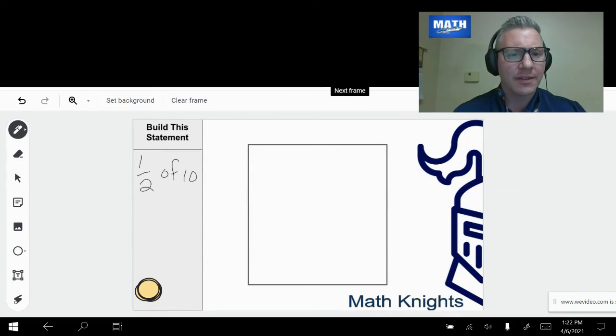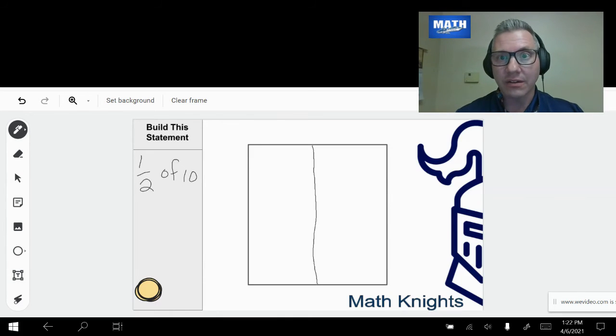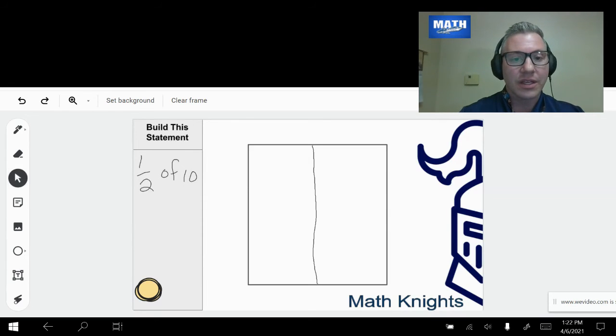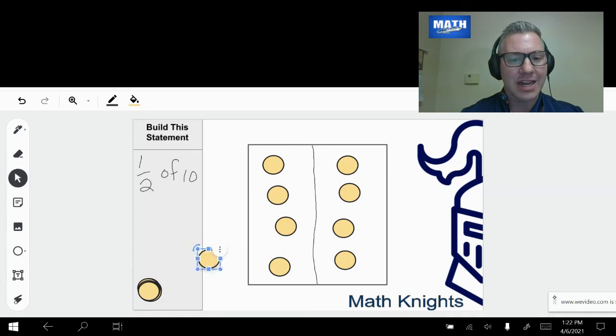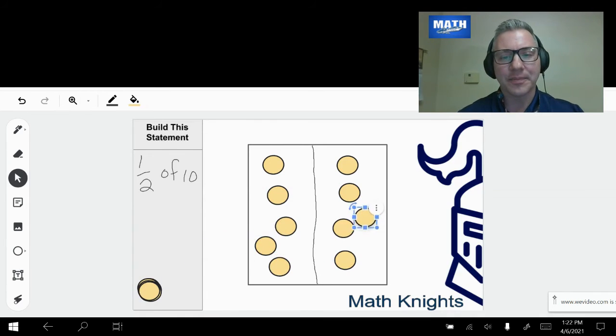Remember what I did first? I cut the shape into a half. So now I have 2 halves, right? And now I need to find 1/2 of 10. So let's do our fair share and make sure we have equal groups. So, oops, undo that. I'm going to go to my thing. See, 1, 2, 3, 4, 5, 6, 7, 8. Oh, I'm running out of room. 9, 10.